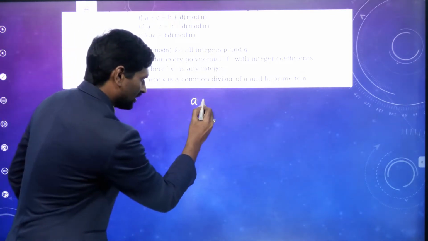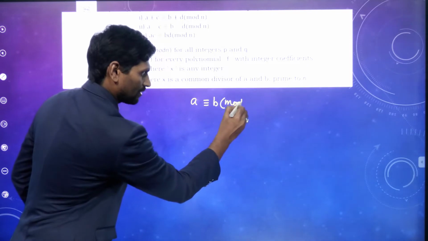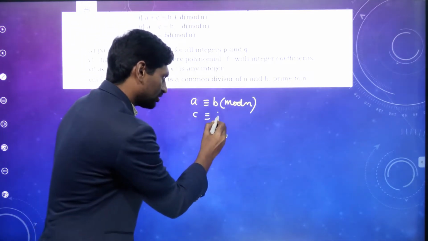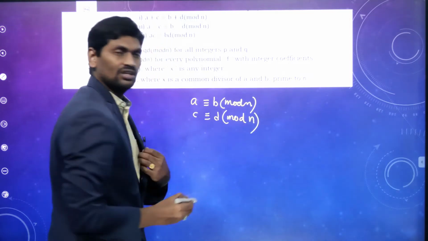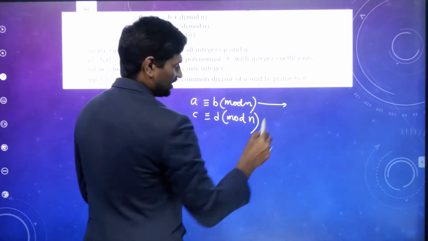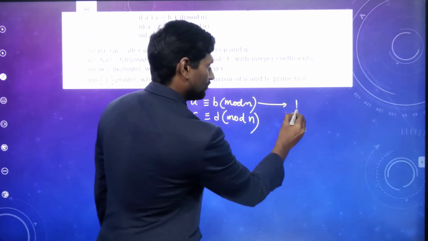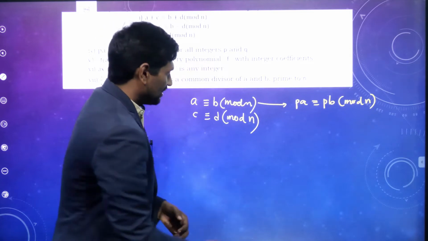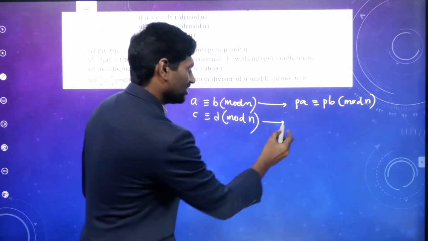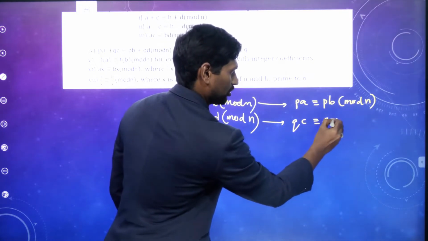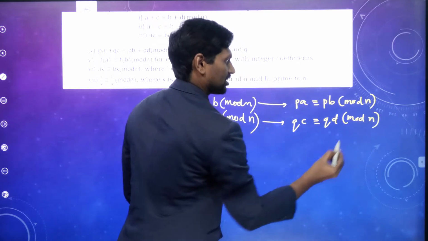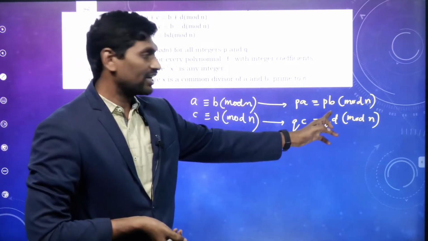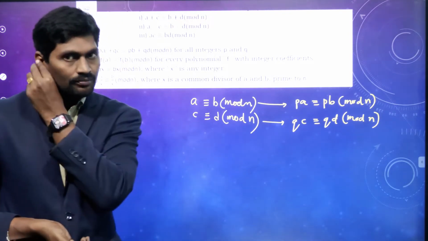I am writing once again: A is congruent to B modulo N, where A, B, N are three positive integers. Same way, C is congruent to D modulo N. From the first set, if you multiply both sides with P, it will be PA congruent to PB modulo N, where P can be any integer. Same way, QC is congruent to QD modulo N. When you add these two, we get PA plus QC congruent to PB plus QD modulo N. This is the congruence rule, right?